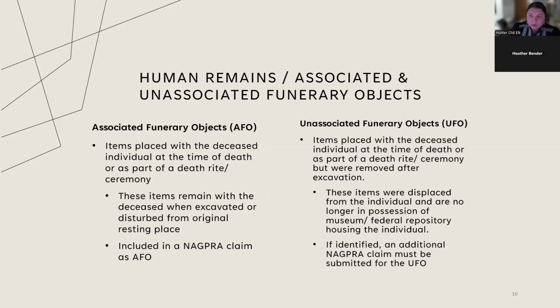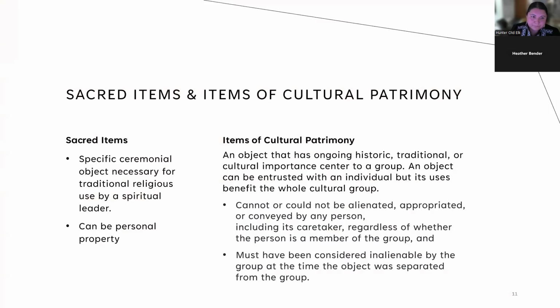And so if a tribe is putting in a request and they have identified a secondary location where the unassociated funerary objects are, they actually have to put in two separate NAGPRA claims, although those items belong to that one individual. And so we've talked about three of the five definitions that a community can repatriate under. The next are a sacred item and an item of cultural patrimony.